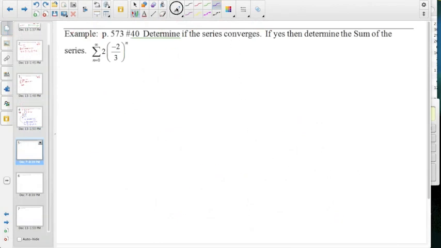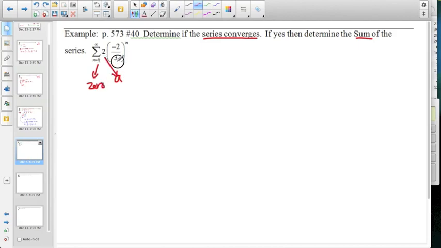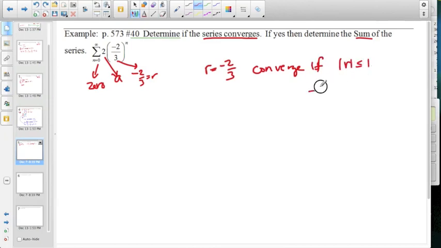Okay, if you notice for this one, again, the same instructions as before. So whether or not it converges, find the sum if it does. We are set up to appropriately find the sum if we need to. We have an a of 2. We have an r of -2/3. So if we have an r of -2/3, we know we converge if the absolute value of r is less than or equal to 1. So that means it's trapped between -1 and 1. This is trapped between -1 and 1.